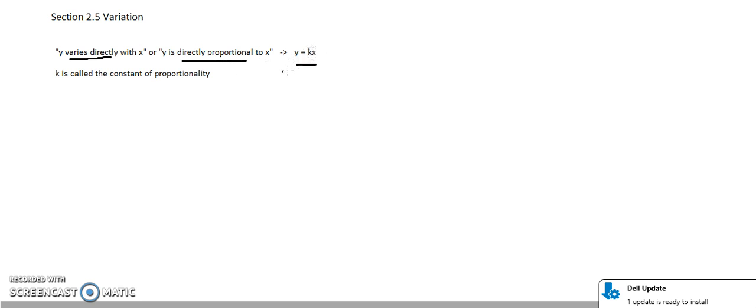This k right here is called the constant of proportionality. I'm not going to test you on that, but you'll see it in the homework, so you know what the name of that is. That k is a constant. All right, so let's look at how this works with a somewhat simple example.